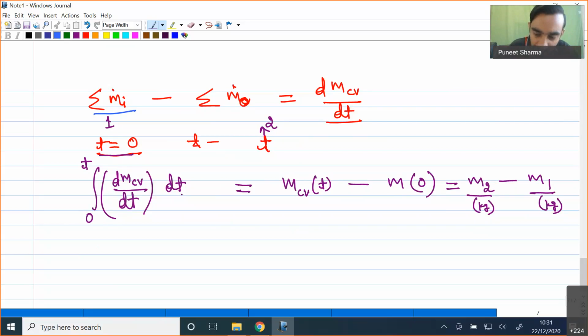Excuse me, sir. But sir, you are putting limits 0 to t, and these are the limits of time, not of d mCV. Yes, what I am saying is that d mCV by dt will be some function of time. If it is a function of time, obviously we have to substitute the limits in terms of t only.